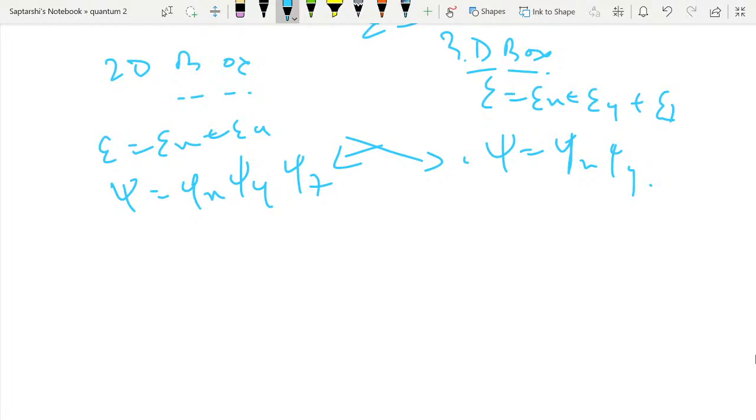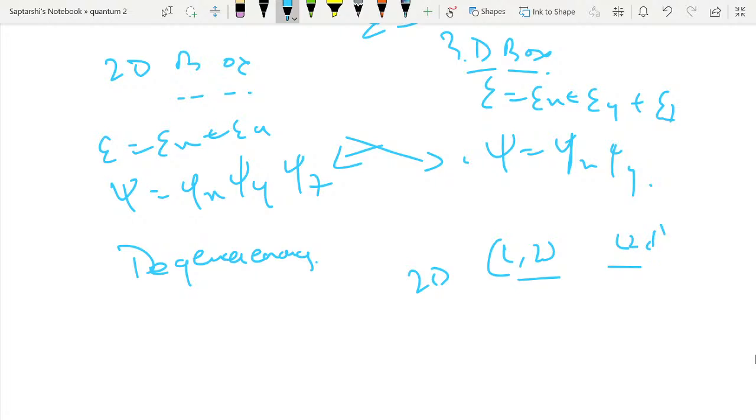So nothing much is asked about 2D boxes and 3D boxes. The only thing you need to know about is degeneracy. There can be many states with the same energy, but they are different states. As in, in a 2D box you can think of the 1,2 and 2,1 states. They are two different states. They are degenerate, they have the same energy, but they are not the same state. Similarly, you can have it in 3D boxes and all those things.